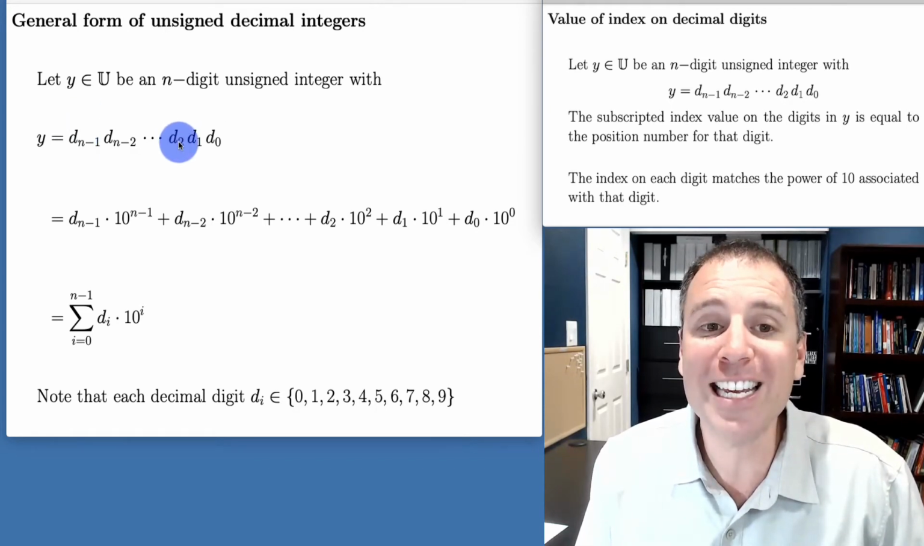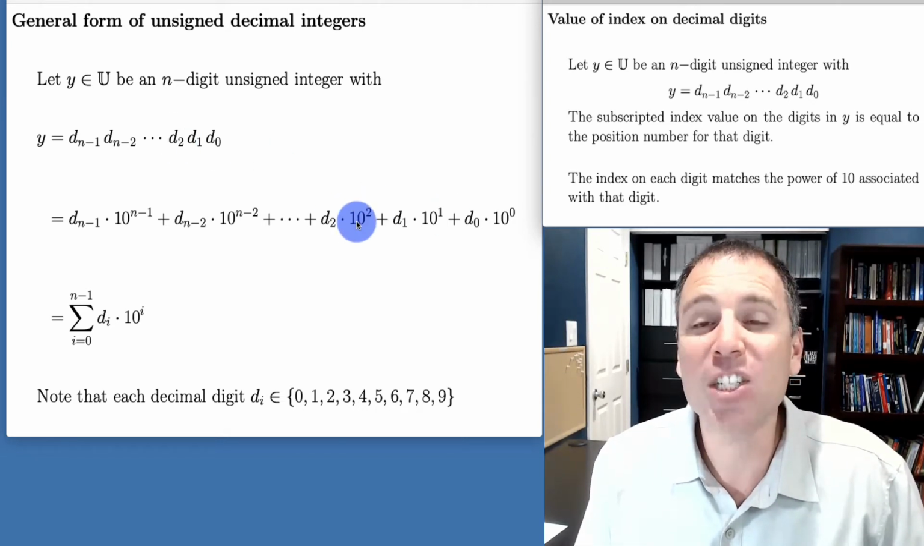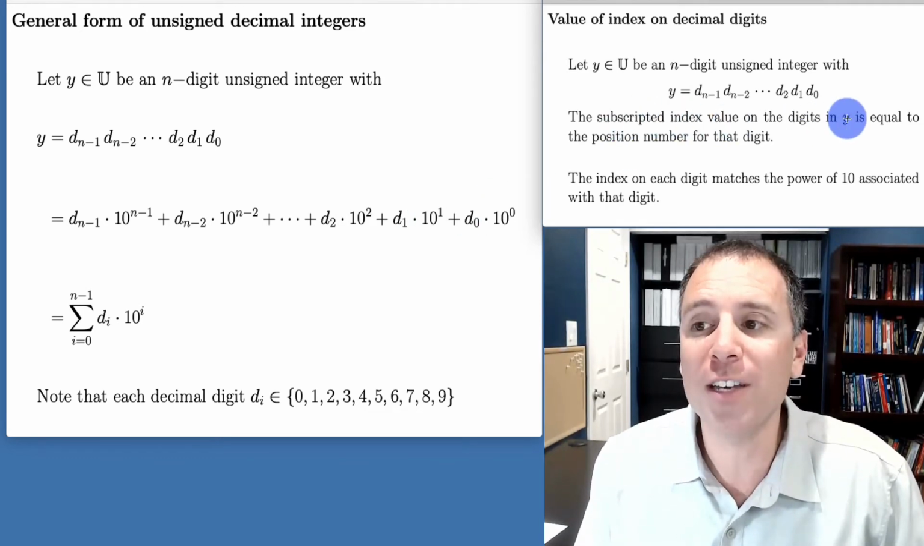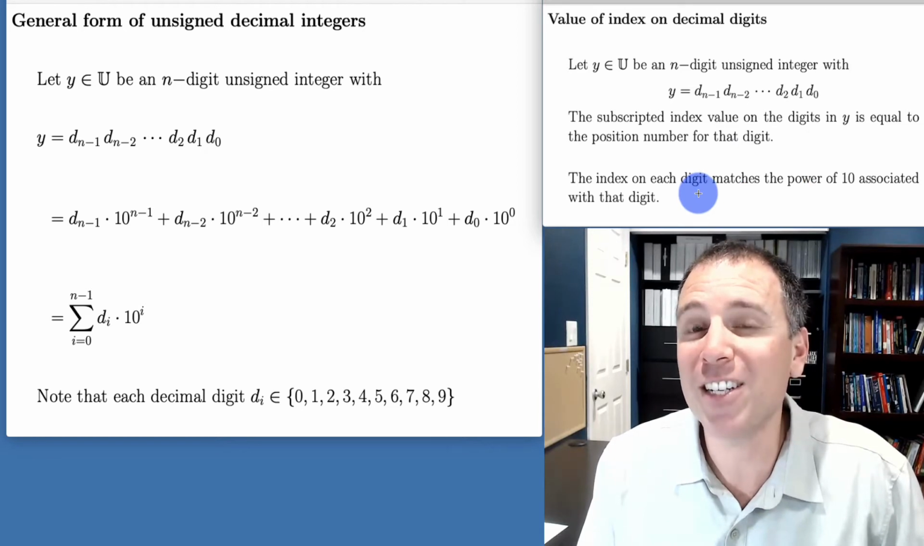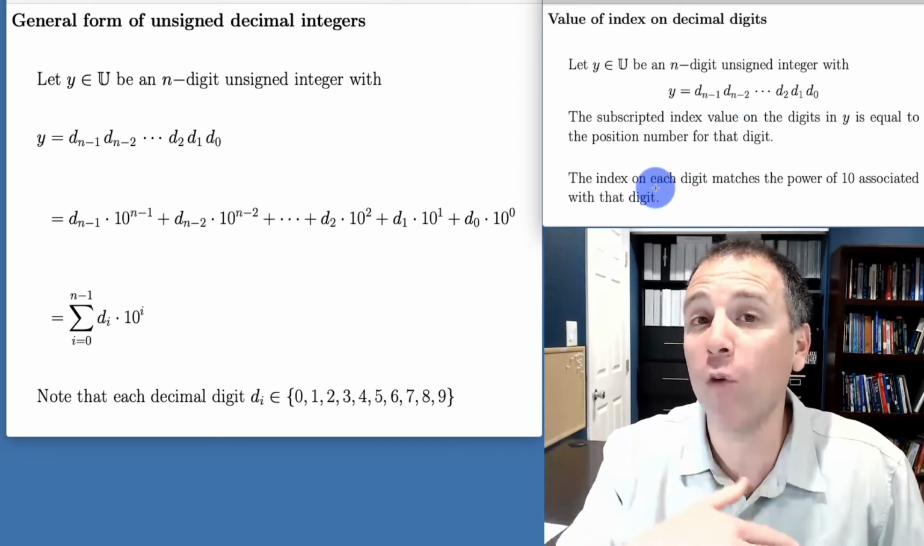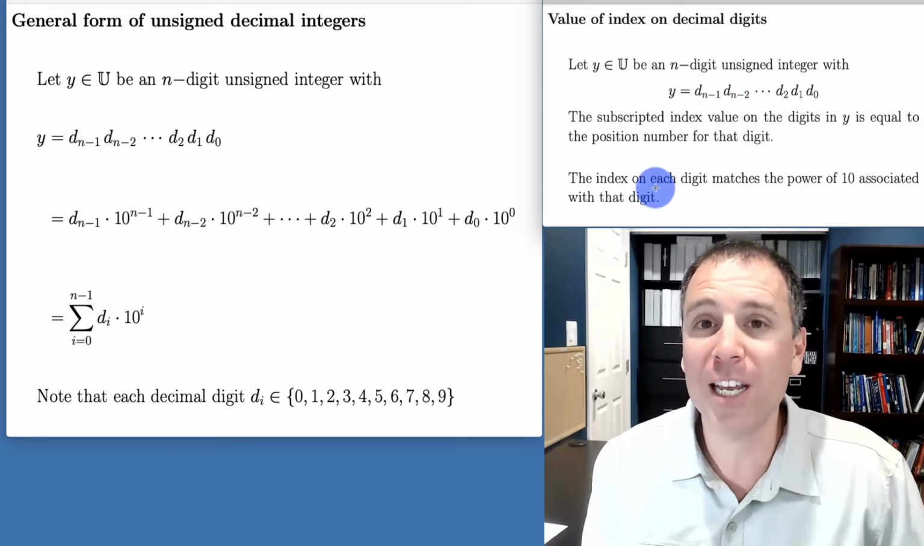So when I say D2, the position number is 2, which means D2 is going to be paired with 10 squared in my representation. Subscripted index values on digits in Y equal the position number for that digit. In other words, the index on each digit matches the power of 10 associated with that digit. That is a habit that we're going to carry forward in all of the representations that we work with in this unit.